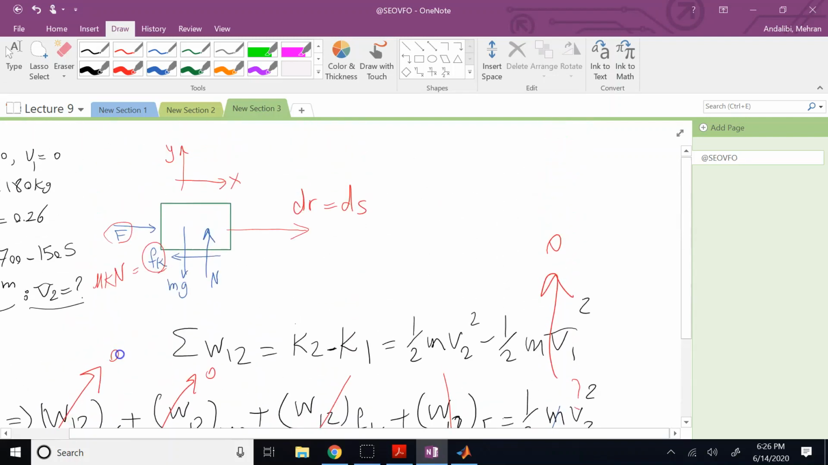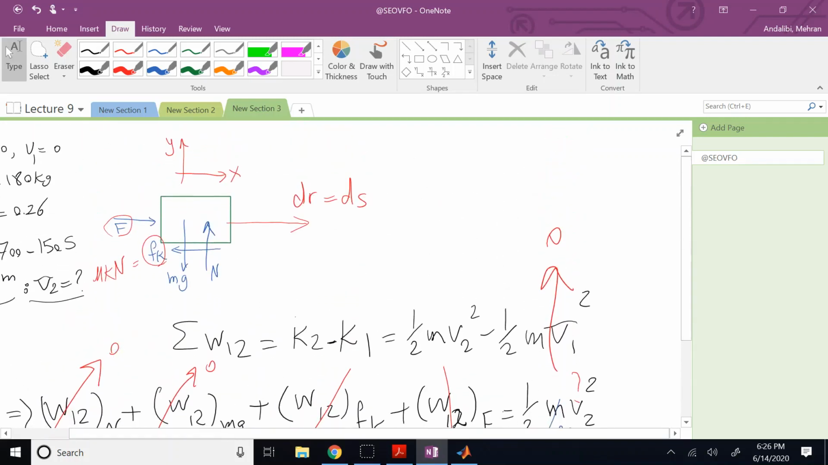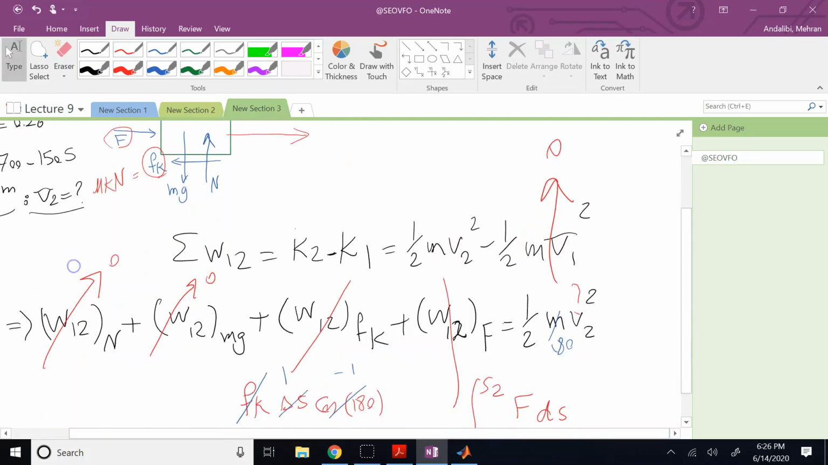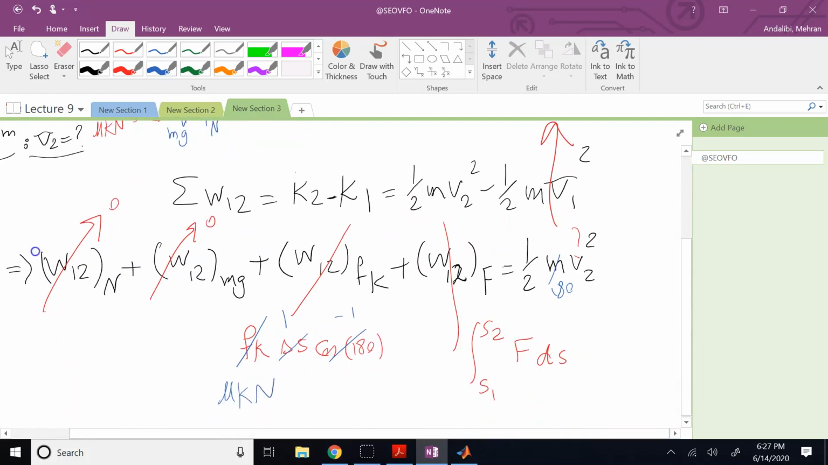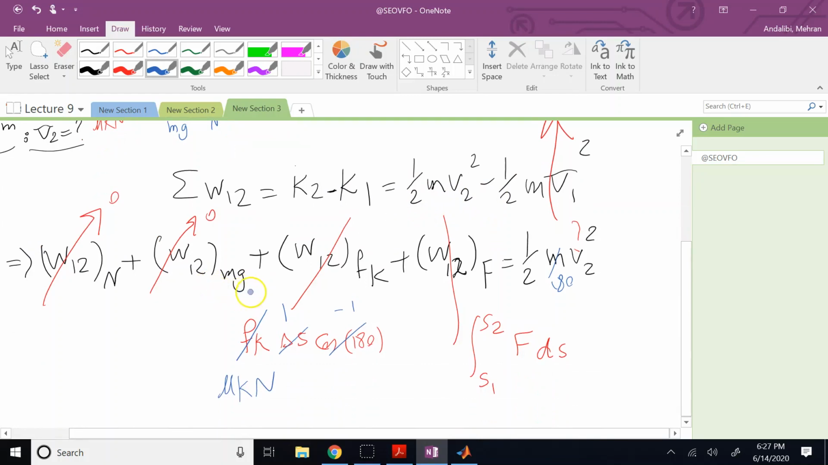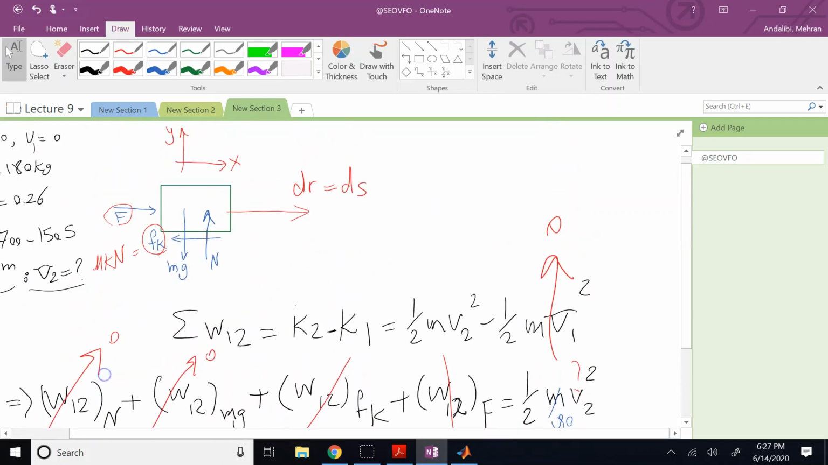And to calculate n, I can use work energy if I want in the y direction, because all I'm doing here is in the x direction. But if you see here, these two are the work done in the y direction. And in the y direction, no work is done, therefore n and mg are equal. Or you can refer to what? The second law of Newton in the y direction.